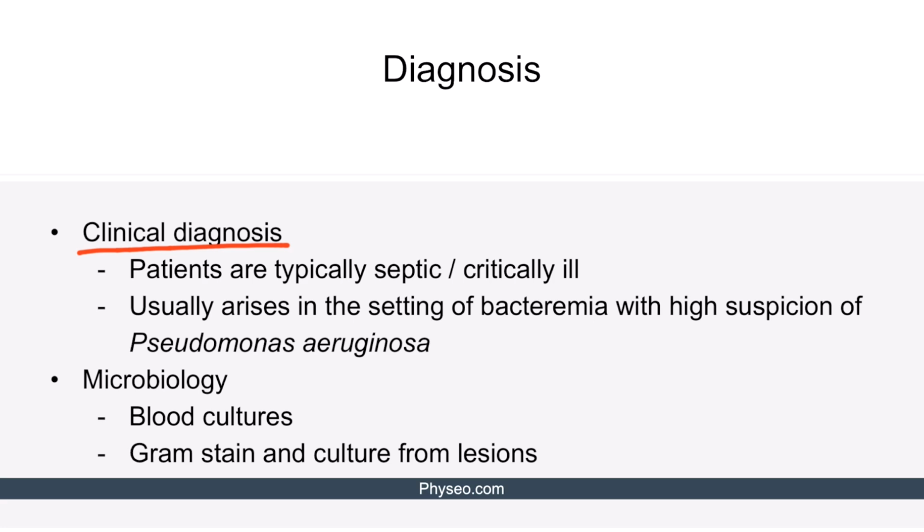But in addition to the clinical diagnosis, you're actually going to obtain a blood culture as well as a gram stain with culture, and you're really going to want to identify the exact cause or the exact organism. So similar to necrotizing fasciitis, you're going to want to get more information from a diagnostic perspective, not just look at it and be good.